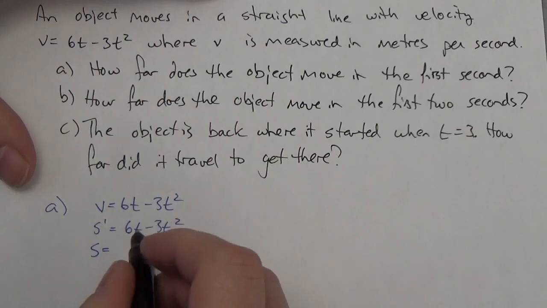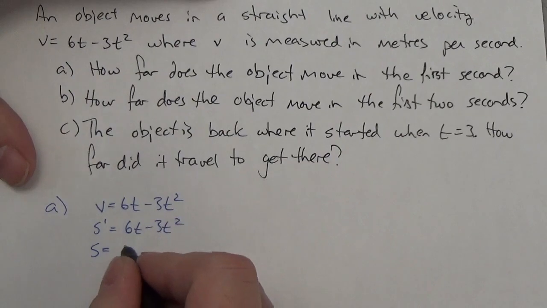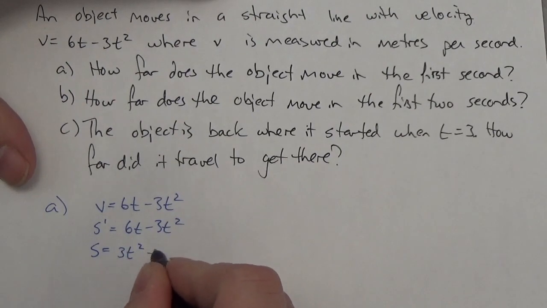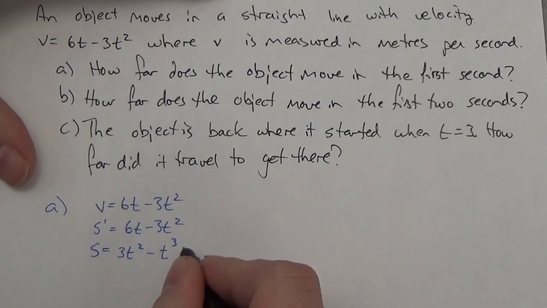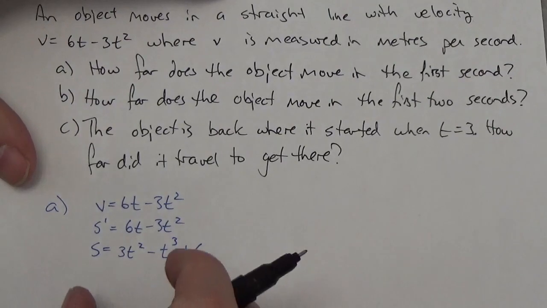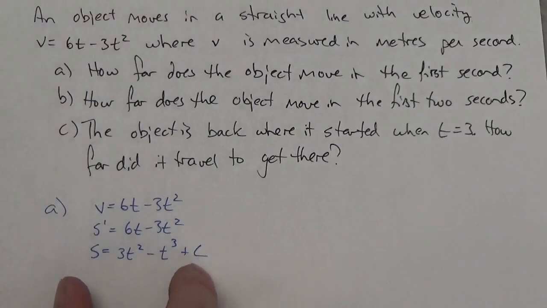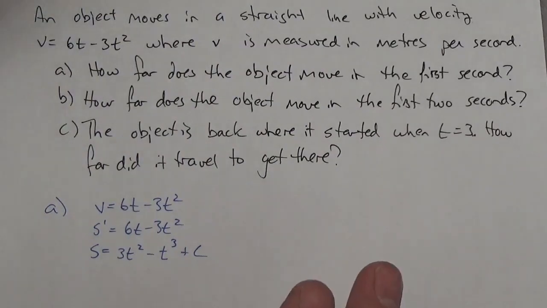So I'm going to increase the exponent by 1. So this will be 6t squared over 2, so 3t squared, minus 3t cubed over 3, so the 3's will cancel, so t cubed. But there's that arbitrary constant there. Now that might look like a bit of a dead end at this point, because how am I supposed to figure out what the arbitrary constant is? But the question said, how far did the object move in the first second?